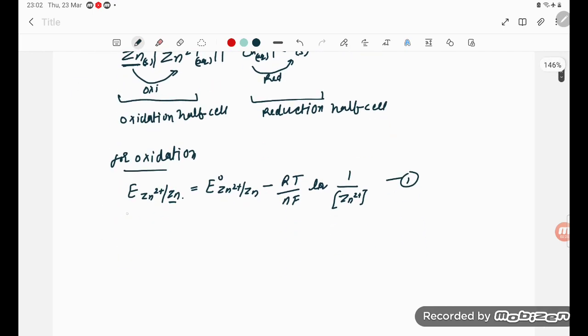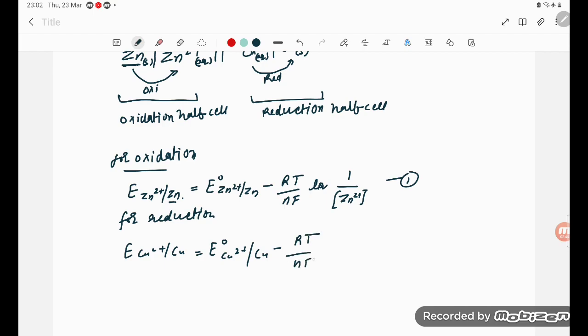Now the second one is for reduction. Reduction means cathode half cell, so how can you write it? E of Cu2+/Cu equals E naught of Cu2+/Cu minus RT upon nF ln 1 upon Cu2+ ion, right? This is equation number 2.